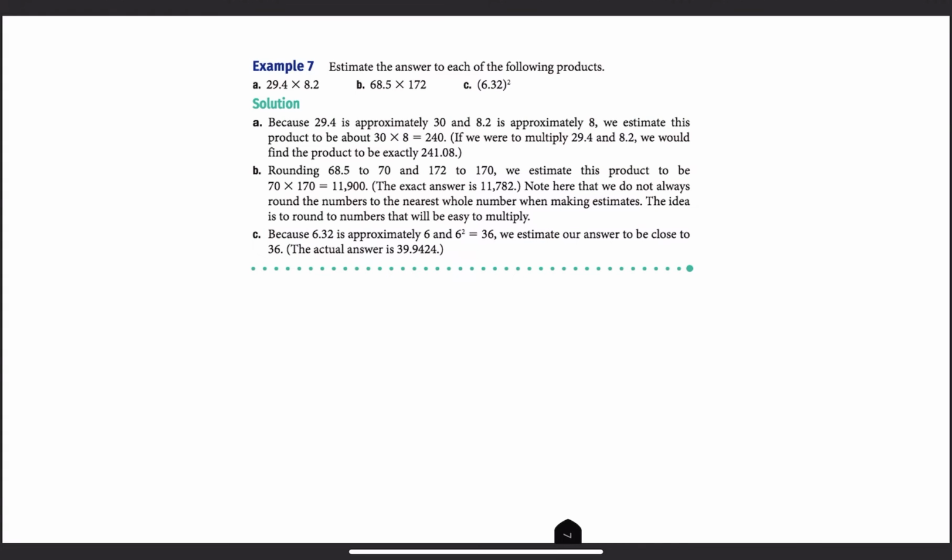Okay, so now that we can multiply exactly, let's estimate. So in A, we've got 29.4 times 8.2. So a good estimate would be about 30 times about 8. And 8 times 3 is 24, so 30 times 8 is 240. So that would be a good estimate.